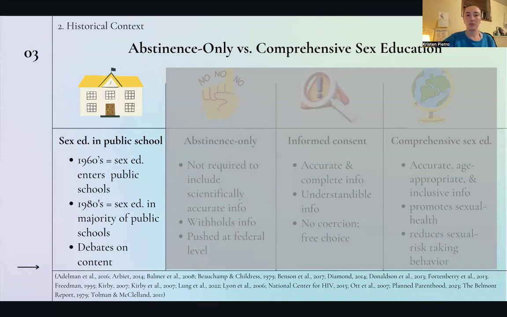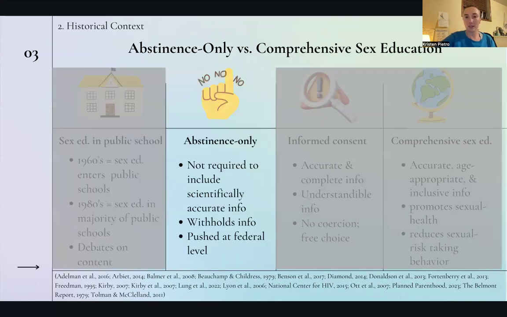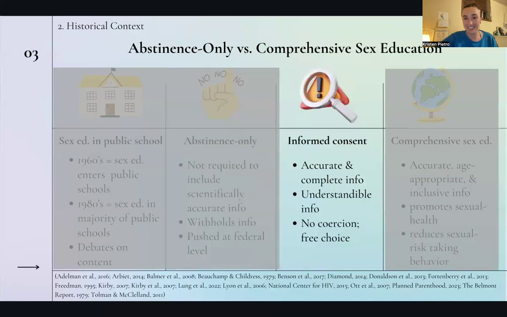Sex ed in public schools has been debated since the 1960s when it first became a requirement, and abstinence-only programs became widely adopted and are still used today. Abstinence-only programs focus on promoting celibacy until marriage, usually omitting information on contraception, safe sex, and often include inaccuracies. They emphasize moral or religious values, but have been criticized for being a lot less effective than comprehensive sex ed in reducing teen pregnancy and STIs. So they're doing the opposite of what they're intending to do.